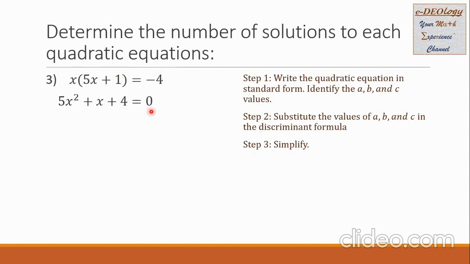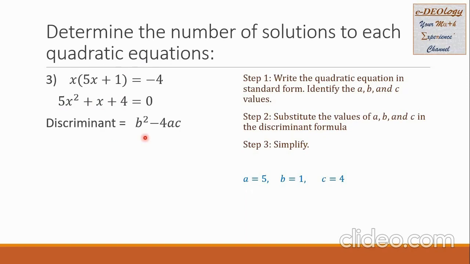Then we will identify the a, b, and c values. The a is the coefficient of x squared, that is 5. The b is the coefficient of x, and that is 1. And the c is the constant, positive 4.